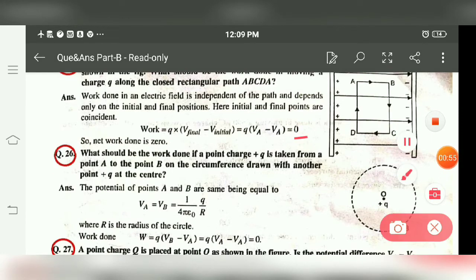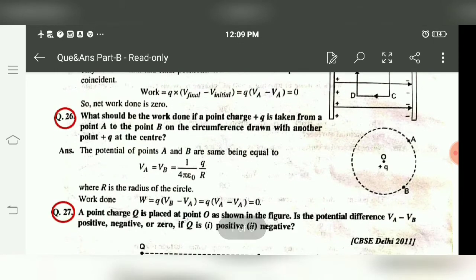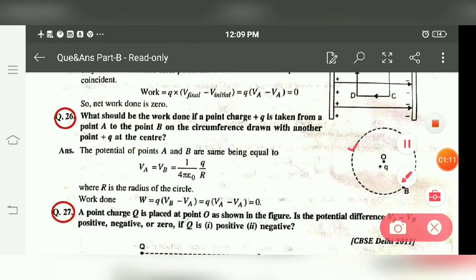Next question: what should be the work done if a charge plus q is taken from point A to B on the circumference of a circle drawn with another point charge plus q at its center? If plus q is the charge, then this is the equipotential surface of plus q. If it is an equipotential surface, it means every point on this sphere will have equal potential. So potential at A and B is the same. So work done is equal to q times VB minus VA, where VB is equal to VA. So work done is zero.